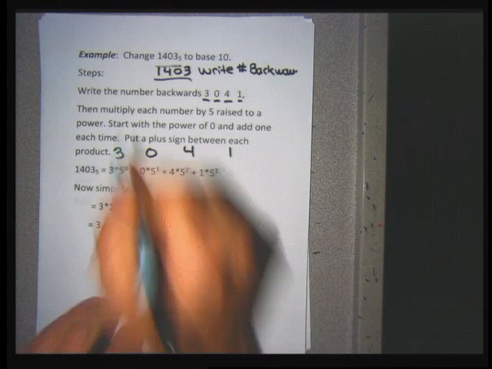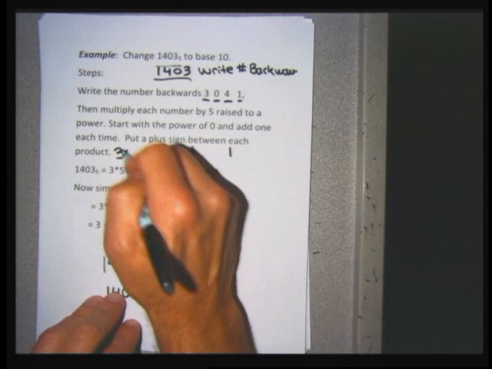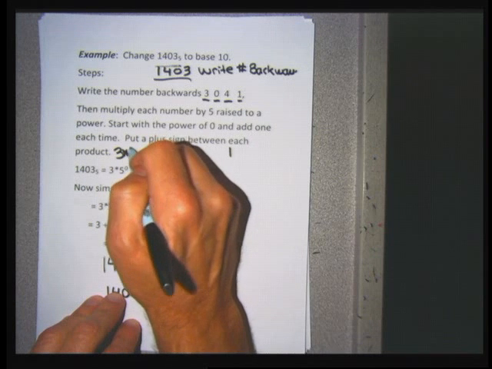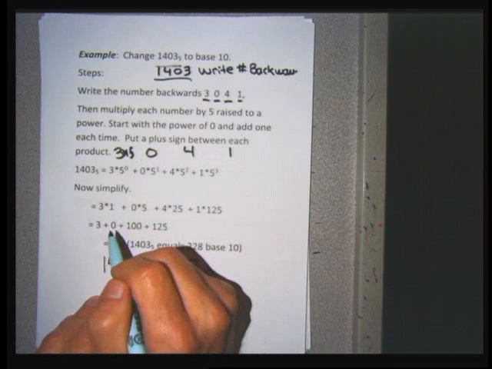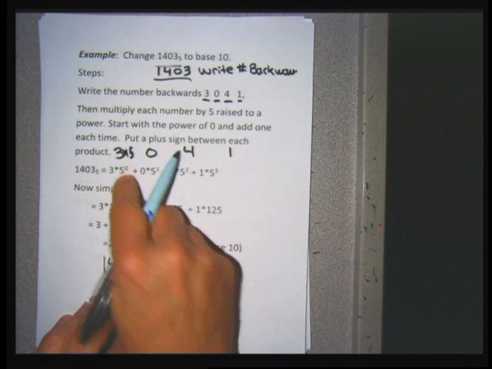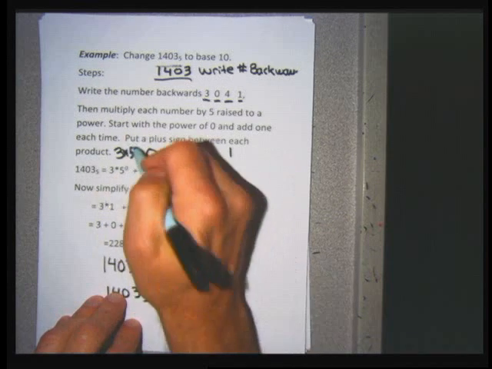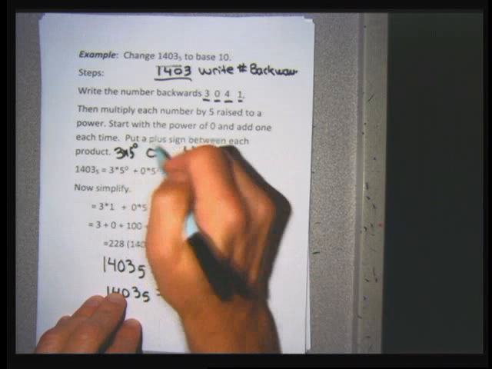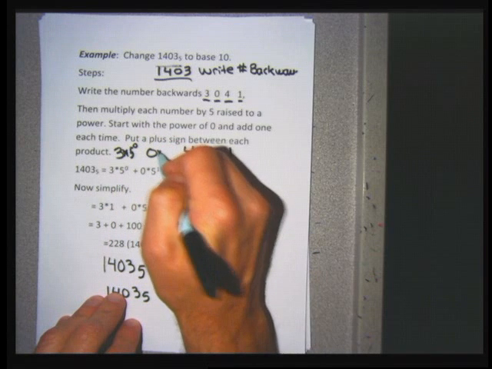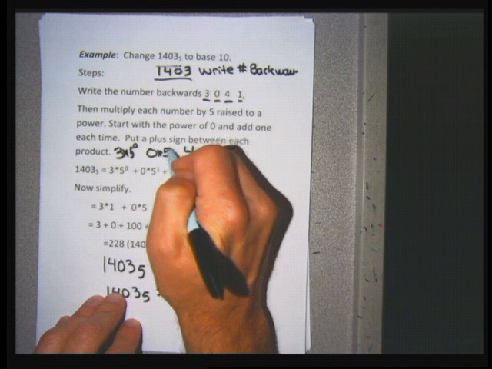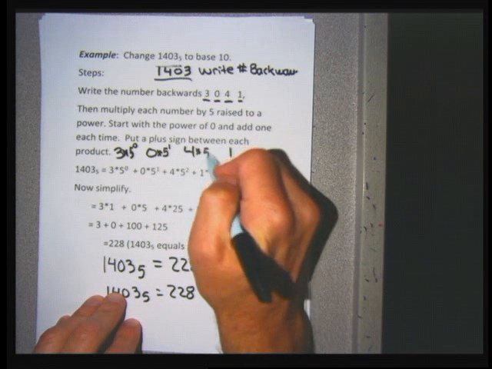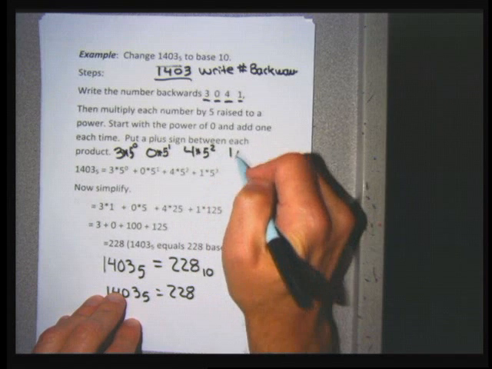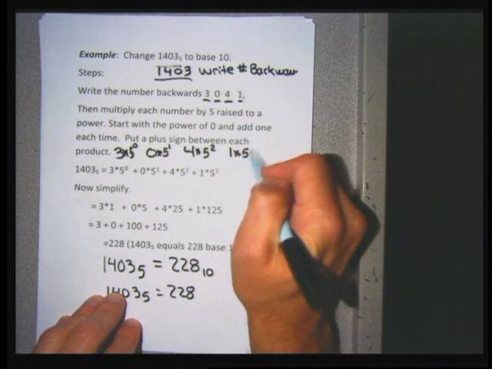So the first number, 3, that I got from writing it backwards, I'll put a times sign and then a 5. And then I'm going to start with the exponent of 0, and each time I'm going to go up by 1. So I'll get 3 times 5 to the 0, 0 times 5 to the 1, 4 times 5 to the second, and 1 times 5 to the third.